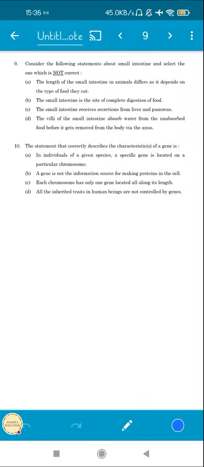So let's see. The length of the small intestine in animals differs as it depends upon the food they eat. Yes, herbivores have a larger intestine as compared to carnivores because herbivores have to digest cellulose. So, depending upon the type of food an organism consumes, its small intestine may vary in length. It's not that it will have a very drastic difference, but there will be some difference.